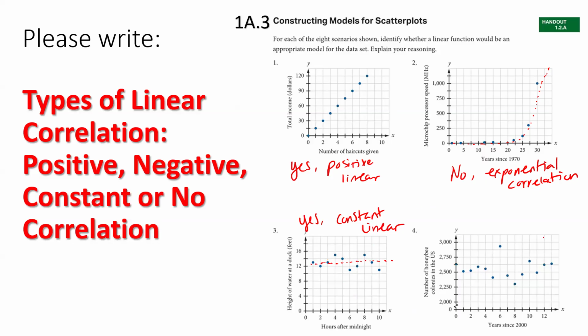What about number 4? Is there a linear correlation? I would say no. No correlation. It's too scattered, too sporadic. The reason why this is important is because once I decide on what my scatter plot represents, then I can decide on the best function model to produce. Does that make sense?